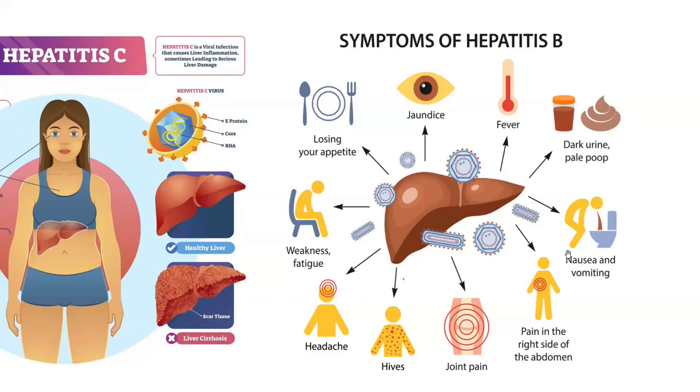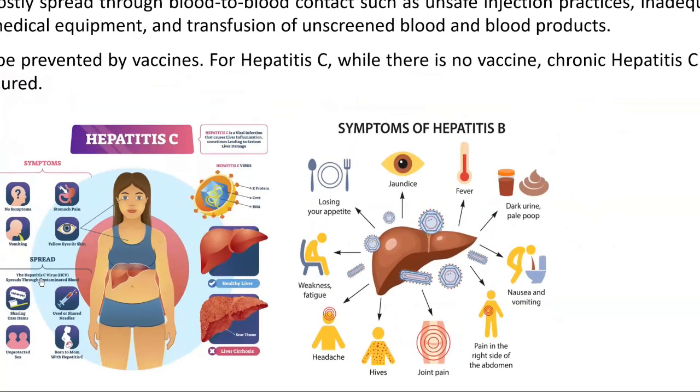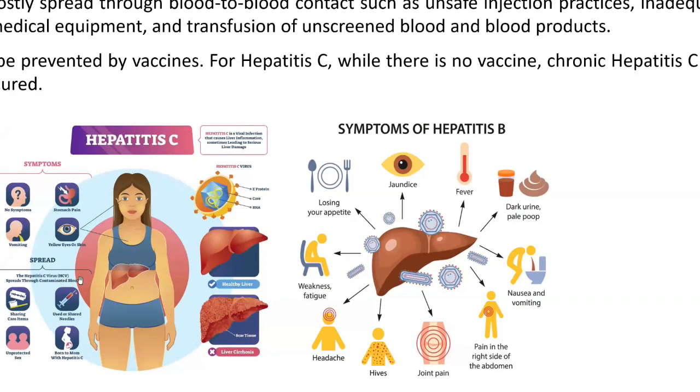It can cause nausea and vomiting. It can cause dark urine and pale feces. It can also cause fever. So these are the most common symptoms of hepatitis B. A person may or may not have all of them, but they mostly have jaundice, fever, dark urine, pale feces, and fatigue. So these were the symptoms of hepatitis B.